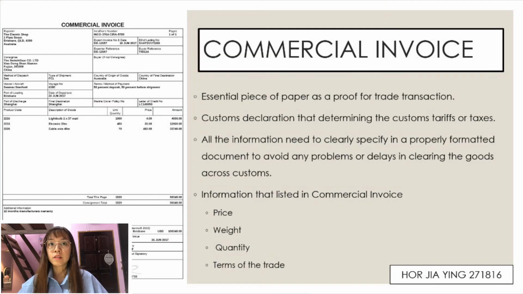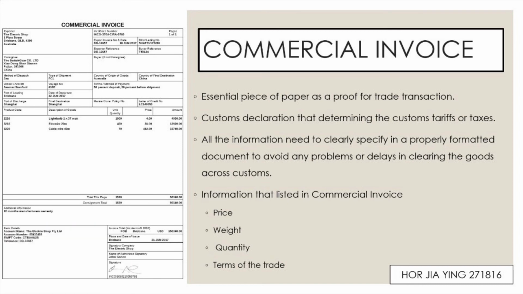First document is the commercial invoice, which is a piece of paper as proof of the trade transaction. This document is usually used for the customs declaration, determining the customs tariff or tax. All the information needs to be clearly specified in the proper document format to avoid any problem or delay in clearing goods across customs. The information listed in the commercial invoice is the price, weight, and quantity of the goods, and the terms of the trade that both the exporter and the importer of the contract agree to.